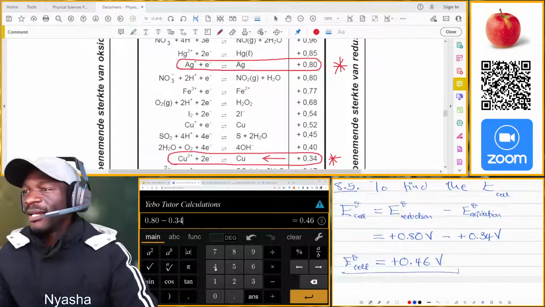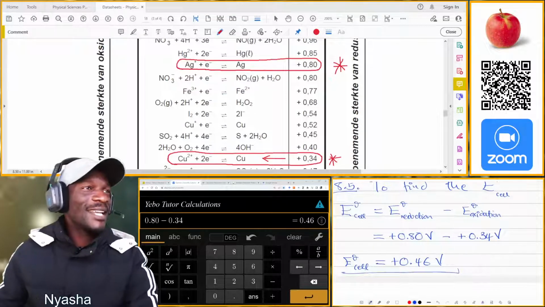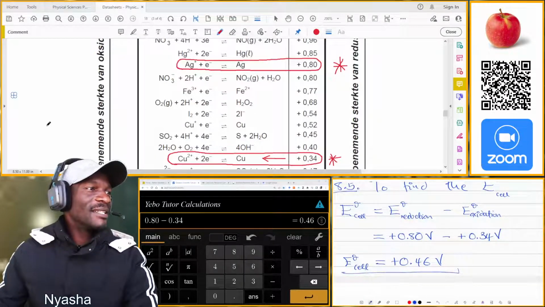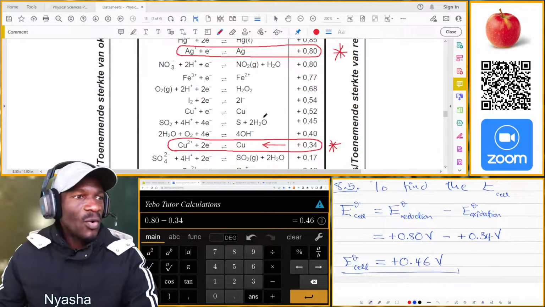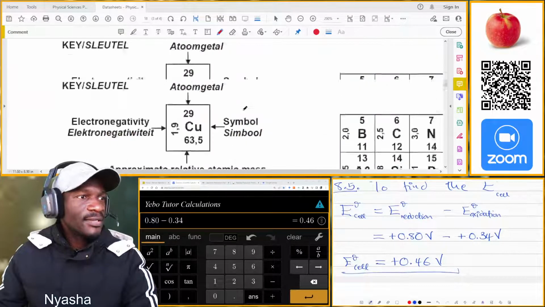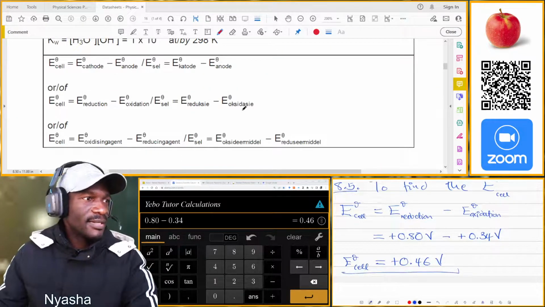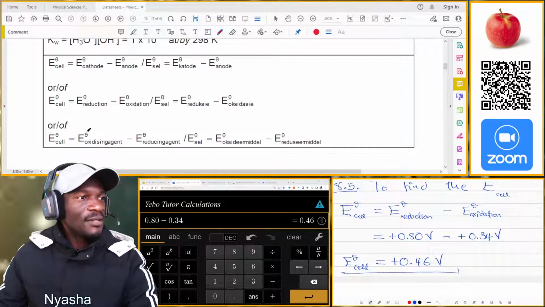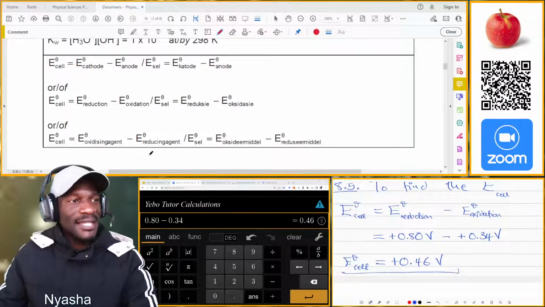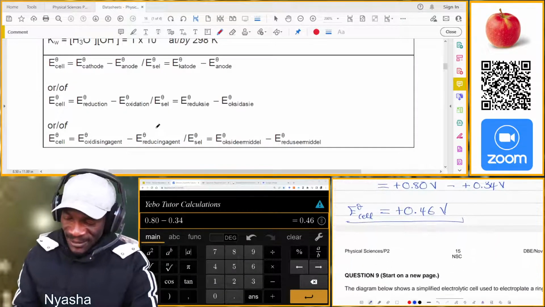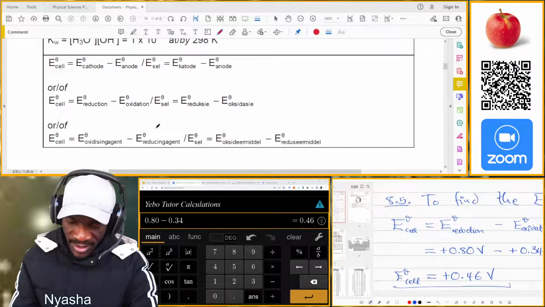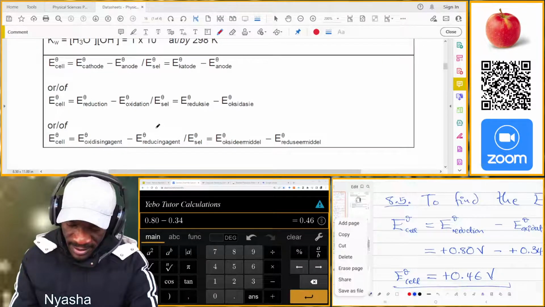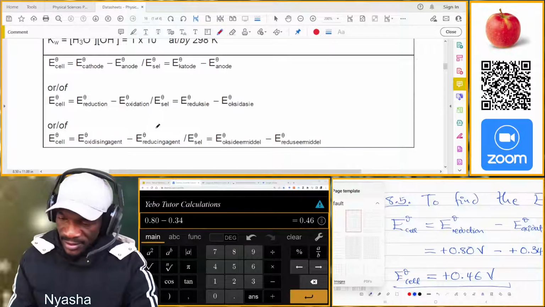Right. Let's try the last equation. Let's see if the last equation is sensible. The last equation says, E cell is equal to E of the oxidizing agent minus E of the reducing agent. So this is about the agents now. So let me just look for some more space. Add a page there. Yes, please.